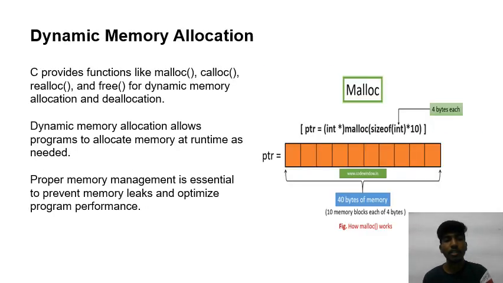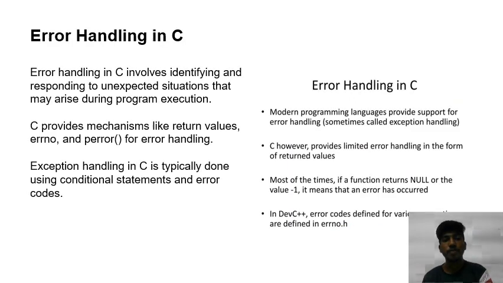Dynamic memory allocation. C provides functions like malloc, calloc, realloc, and free for dynamic memory allocation and deallocation. Dynamic memory allocation allows programs to allocate memory at runtime as needed. Proper memory management is essential to prevent memory leaks and optimize program performance.